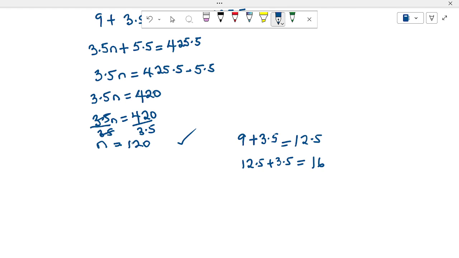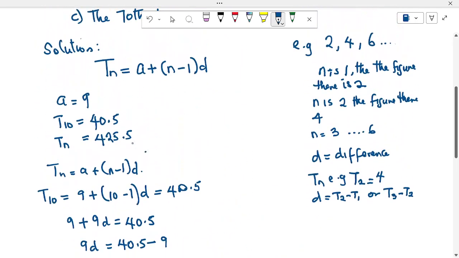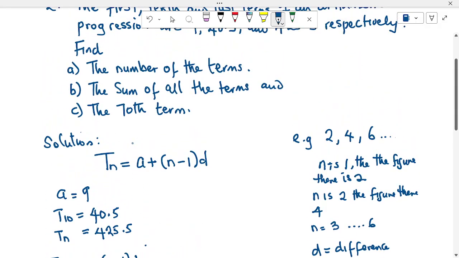Let's go to the last question. In this particular question, we have solved the first question, the number of the terms. We couldn't have gotten the number of the terms without getting the common difference. So we got the common difference first, so we got the number of the terms. All the number of the terms in that progression is 120. So the second question says the sum of all the terms. Then the third question says the 70th term.